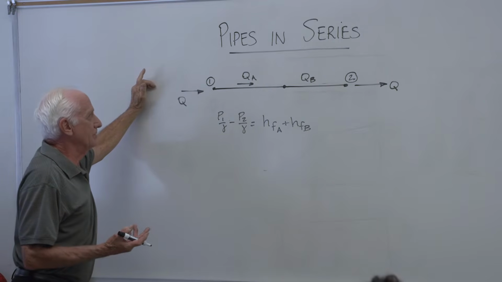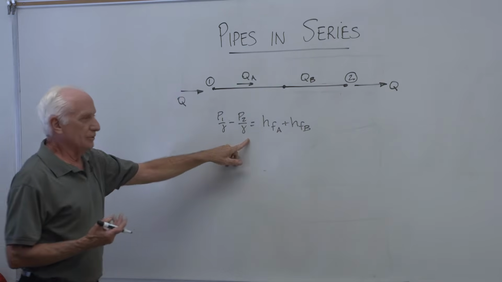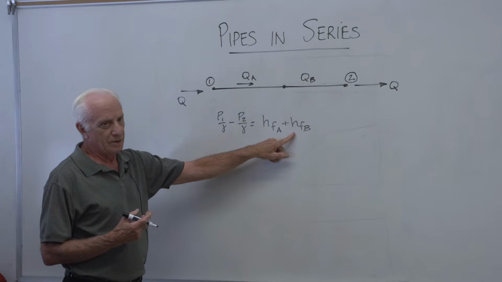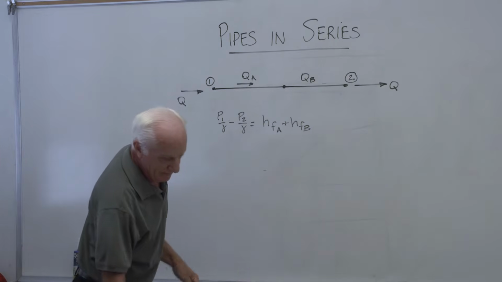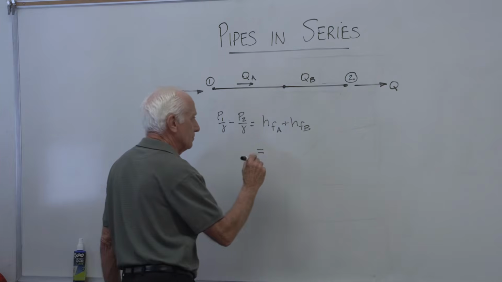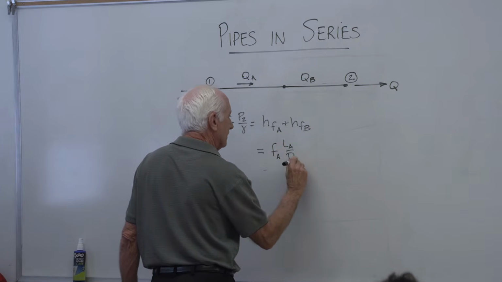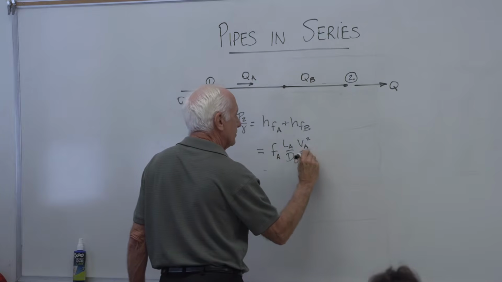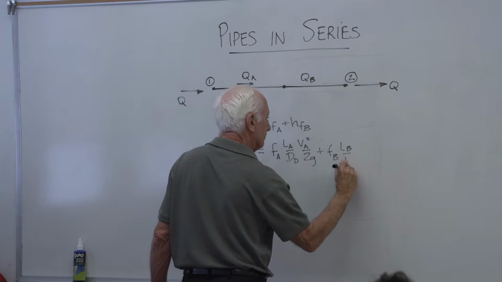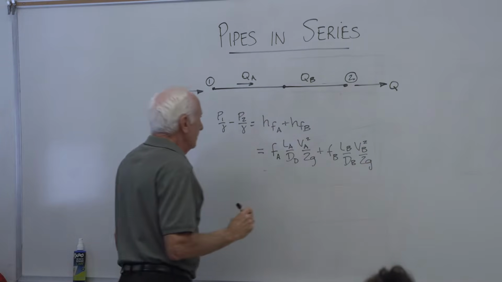So if we want to find the pressure drop in this series piping arrangement from 1 to 2, it is equal to, divided by gamma, the head loss due to friction in pipe A plus the head loss due to friction in pipe B. And then we can write that out. We know what that is, the Darcy-Weisbach equation from Fluids 1: f L over D, V squared over 2g, and then pipe B. Okay, that's energy.